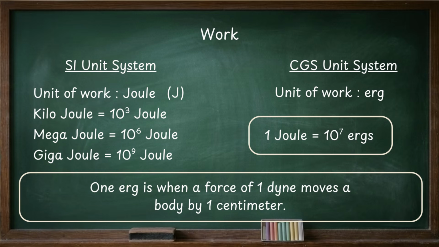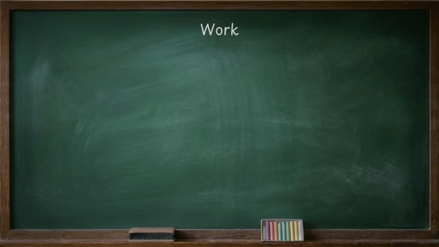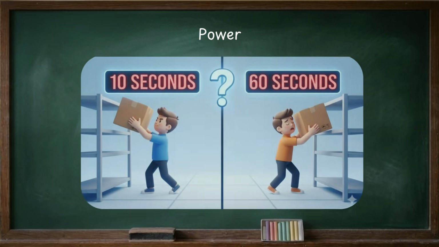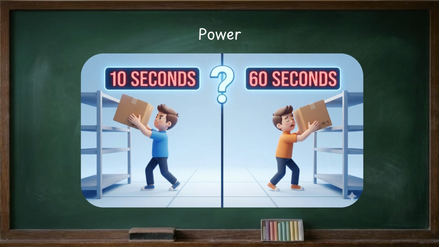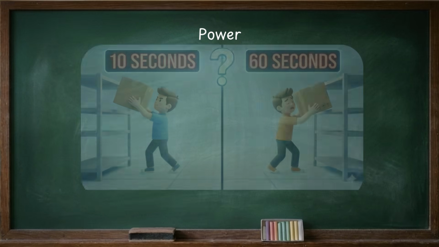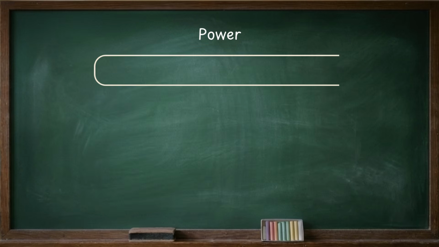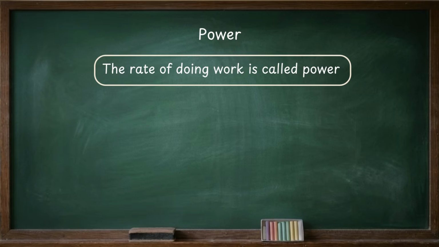Now, let's step into our next major topic, power. Imagine 2 people doing the exact same work, but one finishes in 10 seconds and the other takes 60 seconds. Who spent more power? To understand this, let's get to the textbook definition of power. The rate of doing work is called power.